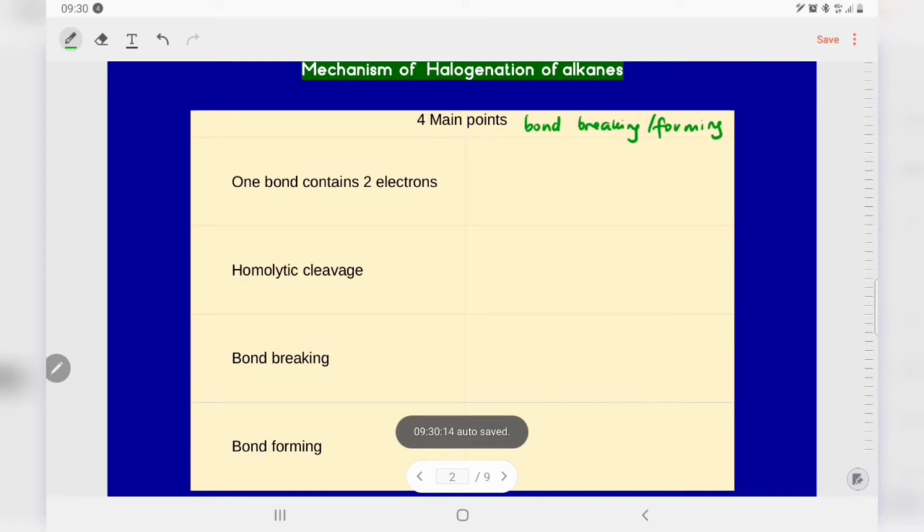The first point is that one bond contains 2 electrons. So if we have a bond between 2 Cl, this means that the 2 Cl share 2 electrons between themselves.